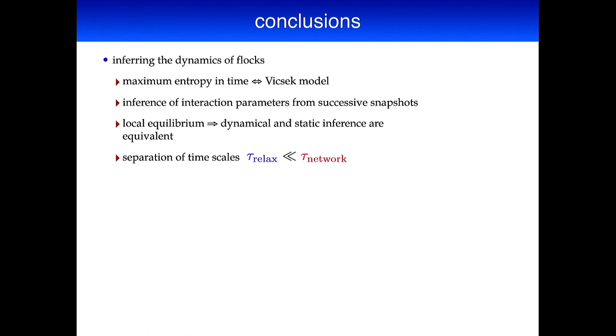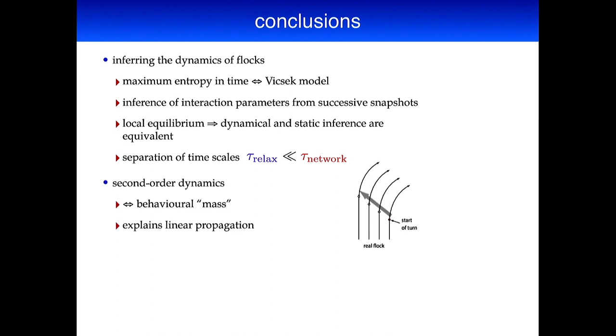The main message I want you to remember is that in the real flock, there's a separation of timescales between the rearrangements of the neighbors and the relaxation timescale, and this is why the equilibrium inference and the dynamical inference give the same answer. The caveat is that, to really explain what happens in this flock, we would need a second order dynamics with this behavioral mass to explain linear propagation.